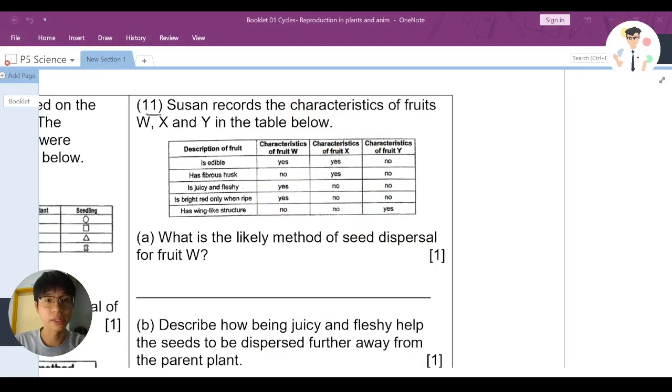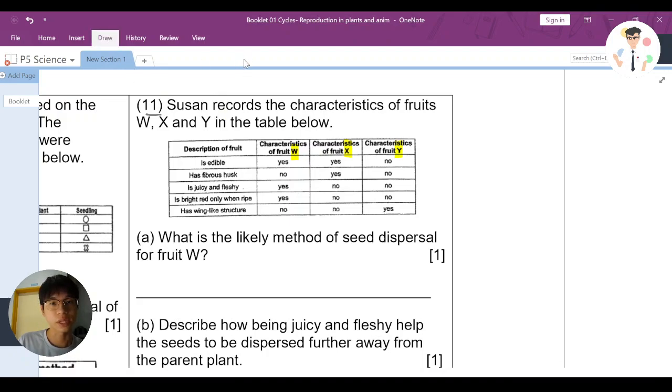And now let's look at this question together. Here it says that Susan records the characteristics of fruits W, X, Y, as you can see in the table below. So now we need to identify what the methods of dispersal are here.